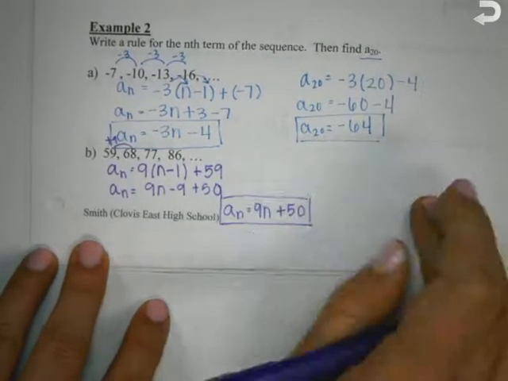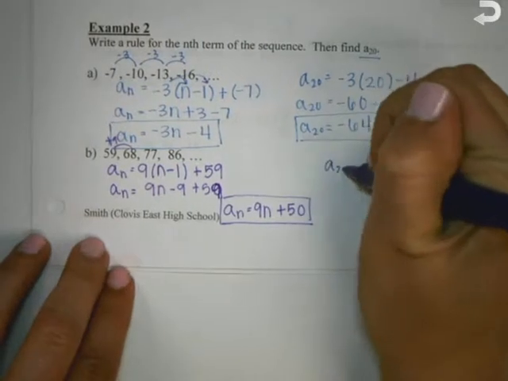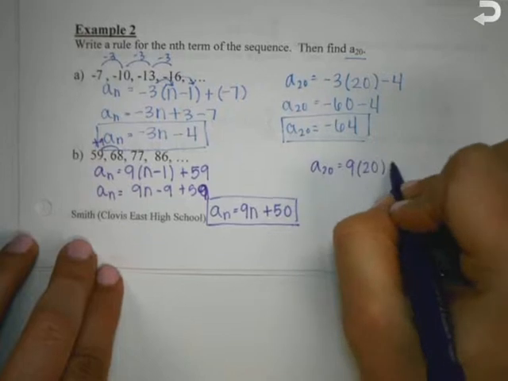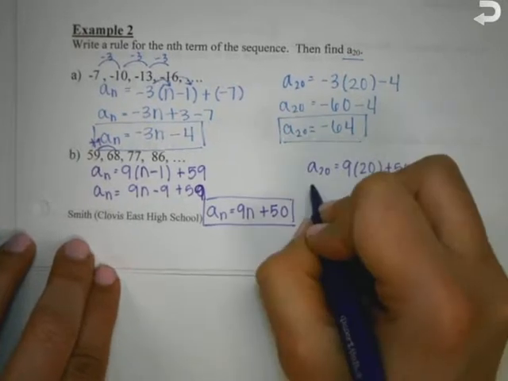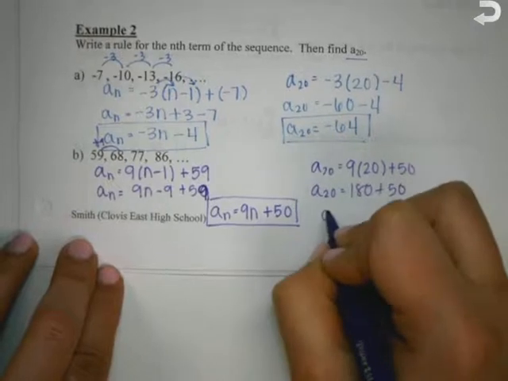Alright, so then a sub 20 is 9 times 20 plus 50. So a sub 20 is 180 plus 50. So a sub 20 equals 230.